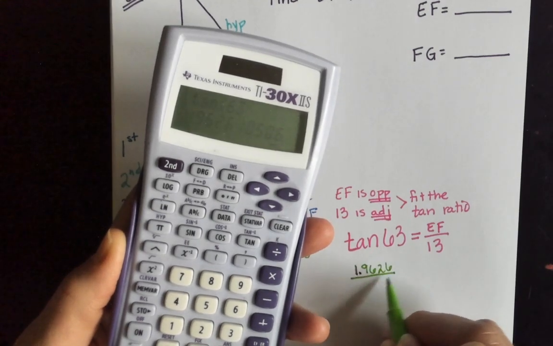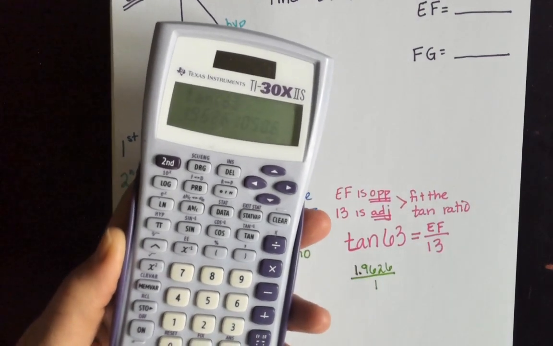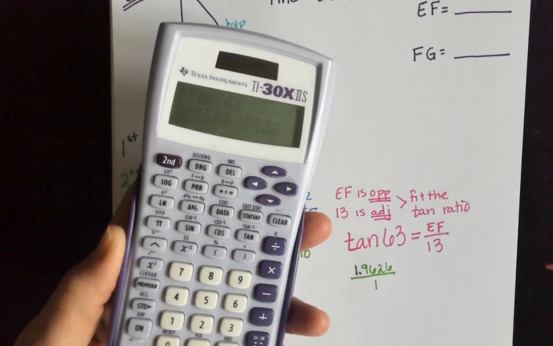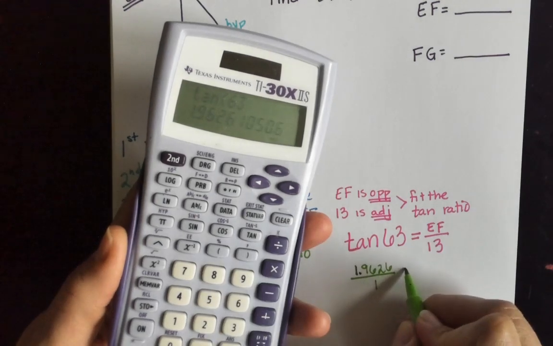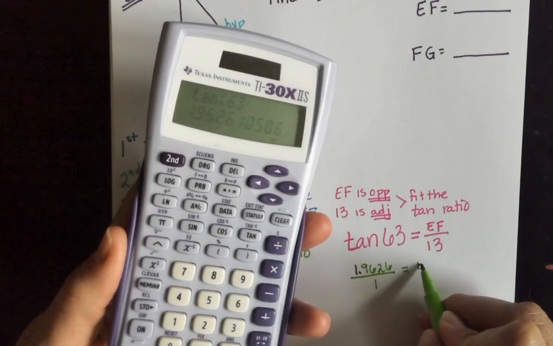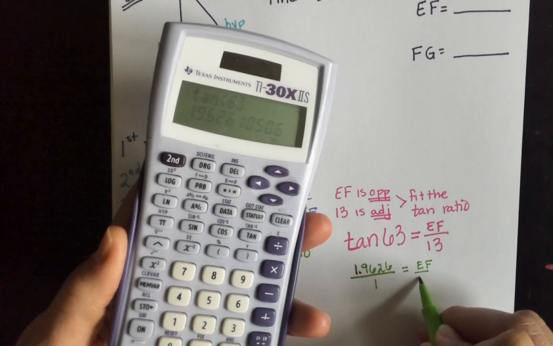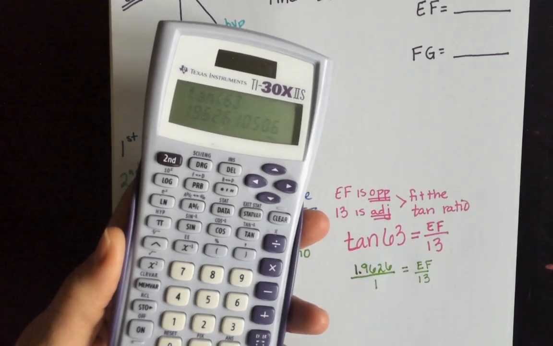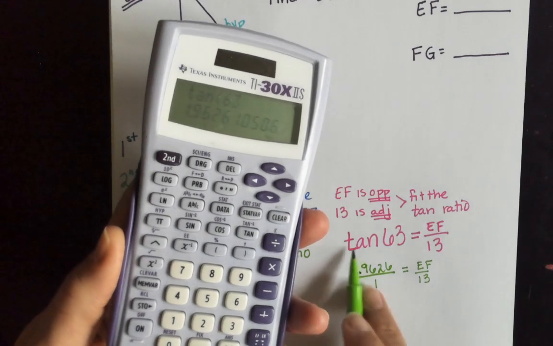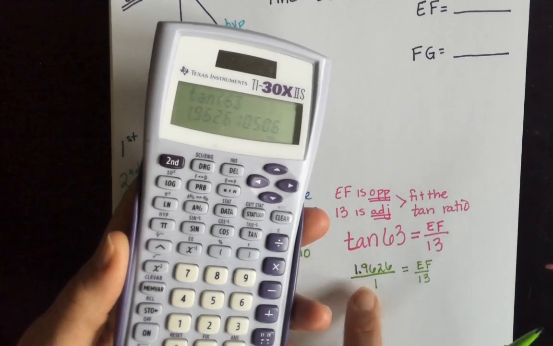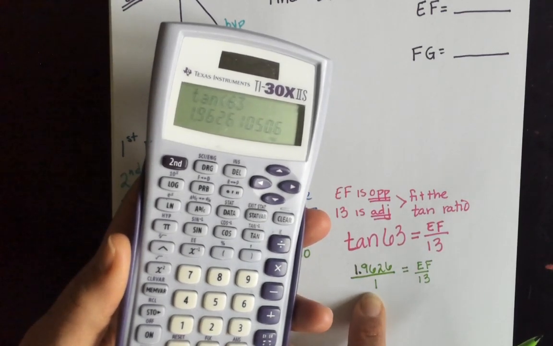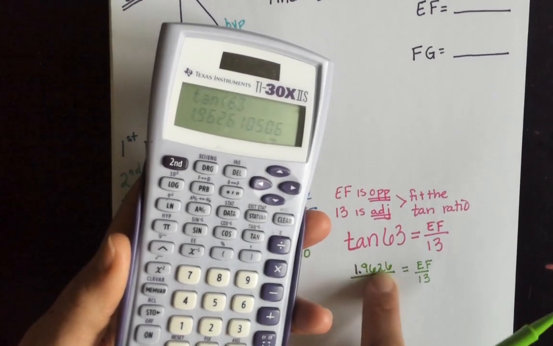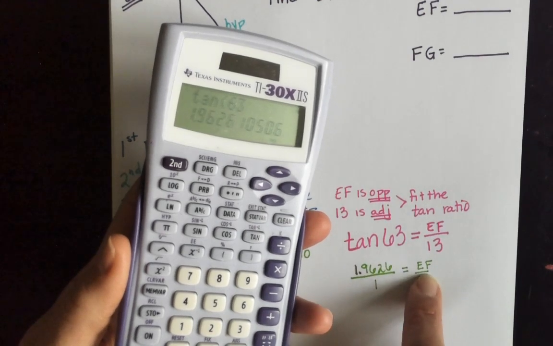1.9626. We're going to put that guy over 1. Everything I do, we're going to put over 1. Equals, and we're going to bring down EF over 13. So I went to my calculator, I punched that in, and now I have this decimal over 1. This number is what this guy's supposed to turn out to be.